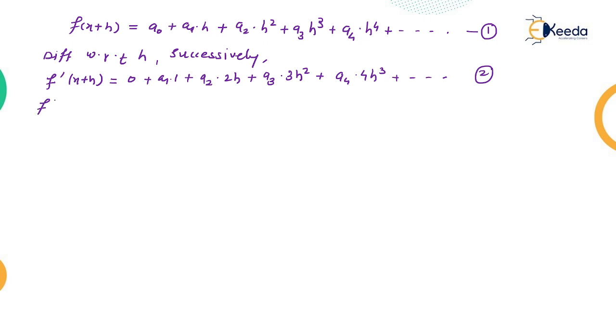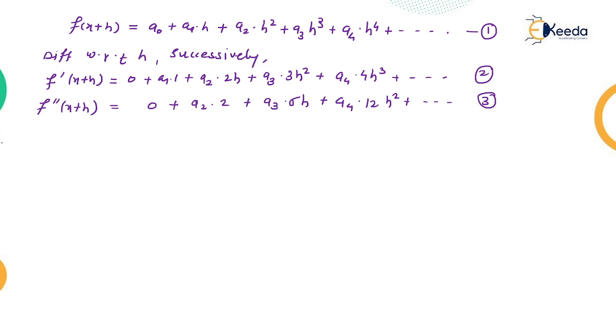For consideration we mark this as the second equation. Again differentiating, what will we get? F double dash of x plus h. Now a1 is a constant, so its derivative is 0. So again 0 plus a2 into 2, plus a3 into 6h, plus a4 into 12h square, plus and so on. For consideration, this is your equation number 3.